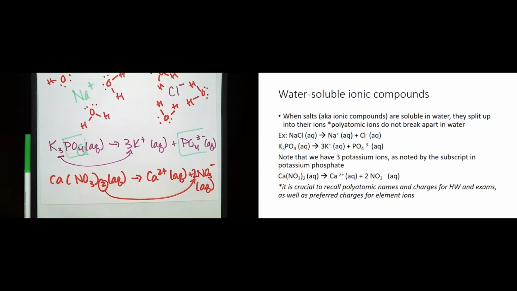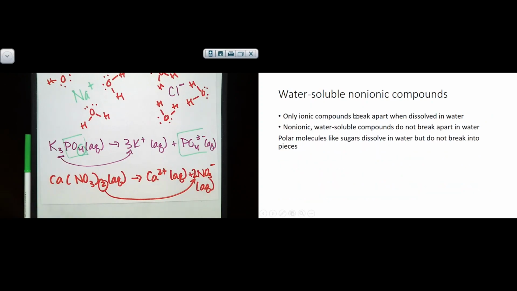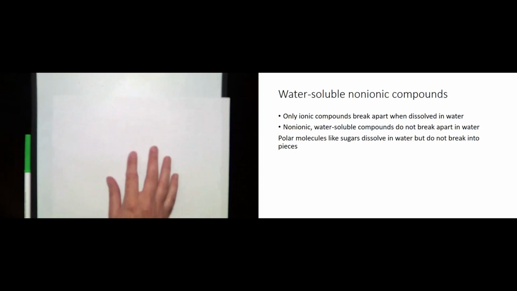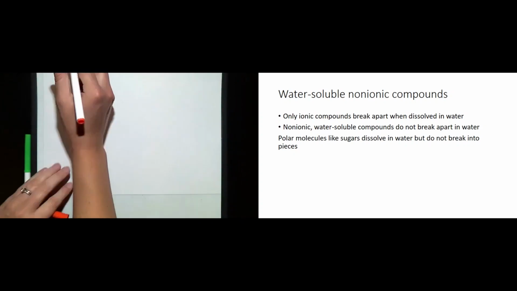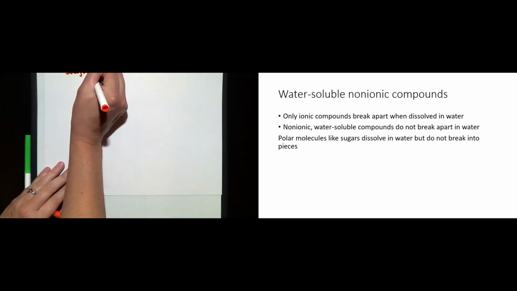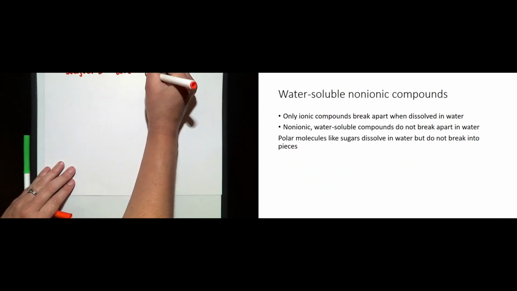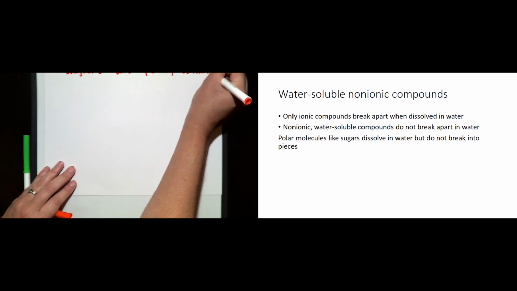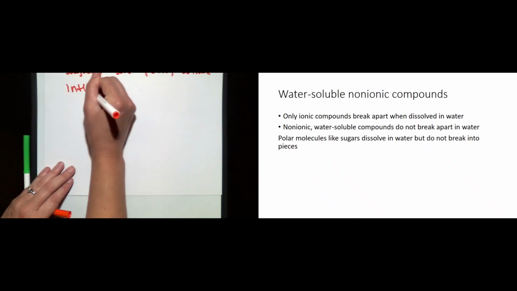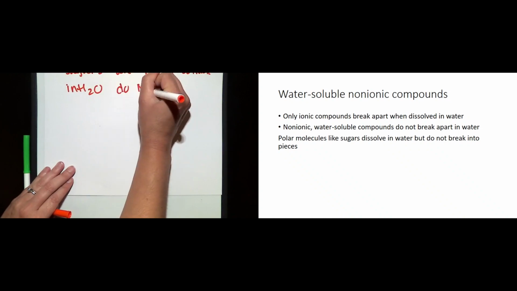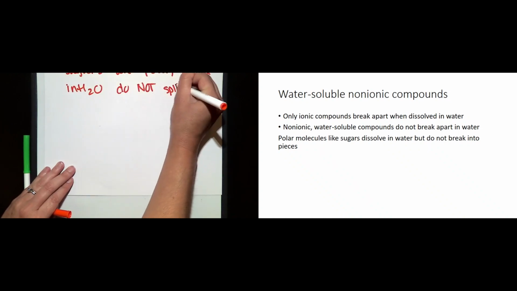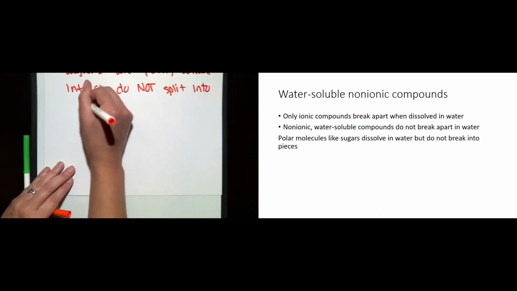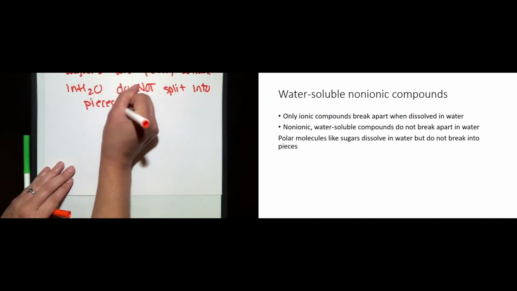Okay. So that is water-soluble ionic compounds, but what if there are things that are polar but not ionic? Well, they still form a hydration shell, but things like sugars are polar, so they are soluble in water, but they do not split apart into pieces. So really, we just write it like this.